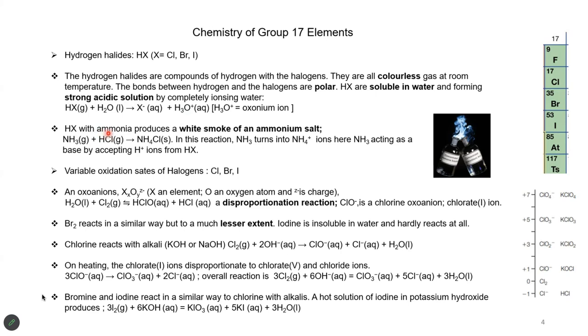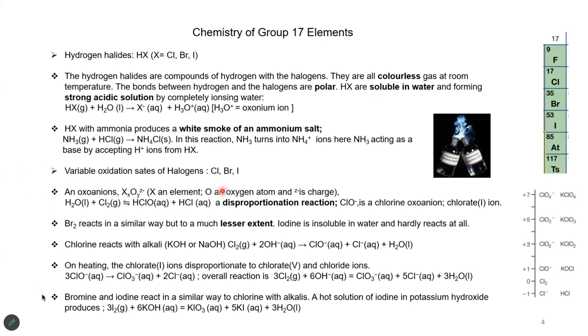Hydrogen halides with ammonia form a smoke of ammonium salt. Here you see, if we keep ammonia, a base, and HCl together, we see a white smoke of ammonium salt. So we have to remember that we cannot keep acid and ammonia on the same shelf in our laboratory. We have to keep them separate, preferably in different cupboards if we have space.